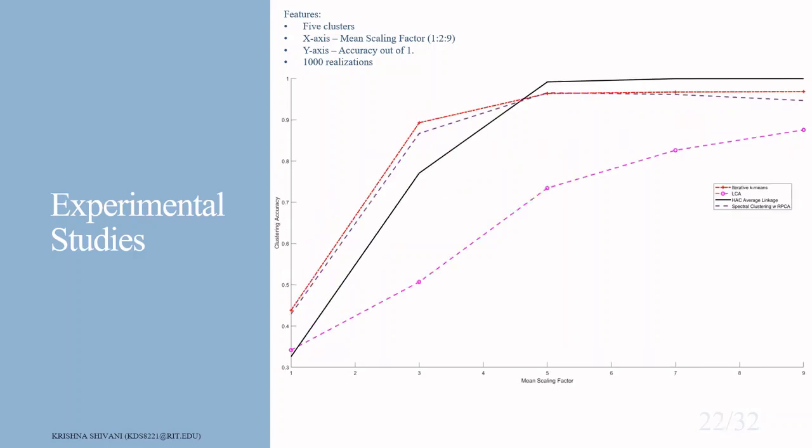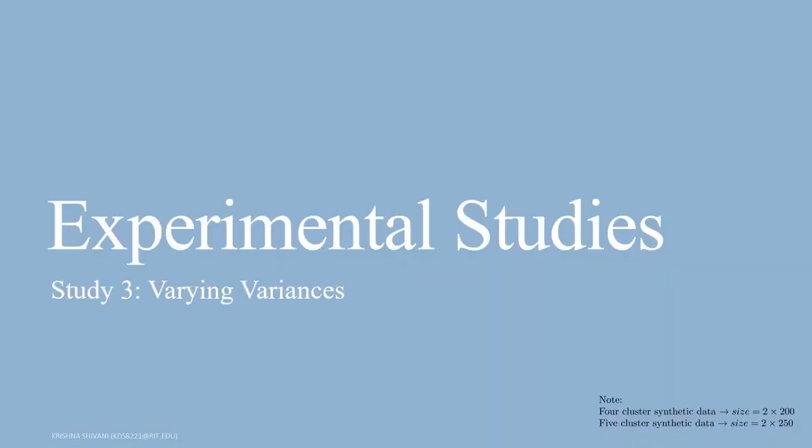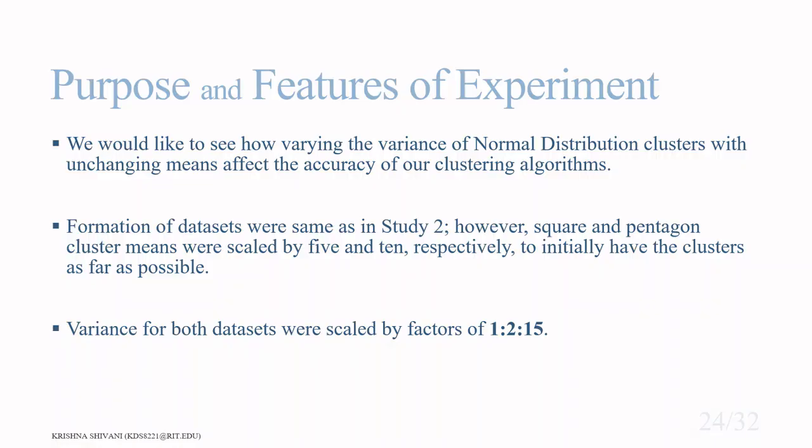These are the results for the pentagon pattern clusters. We see the same upward trend for all methods. The algorithms, though, level off a bit later here than in the previous slide, which may be due to the greater number of clusters. Next on to our third study, where we vary the variance of each cluster.